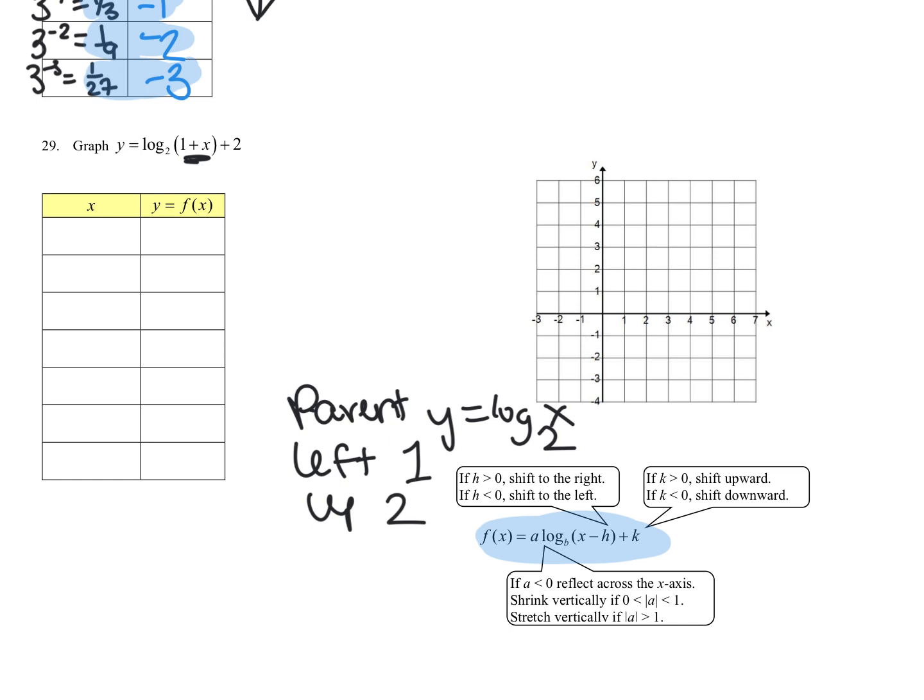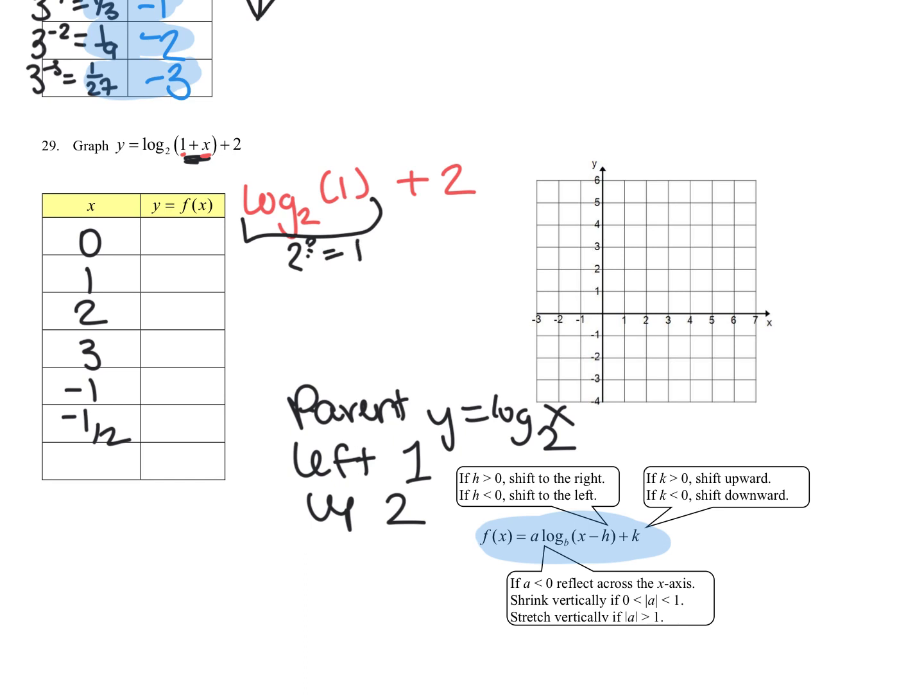right? So let's go ahead and plug in some values for x to see what happens. I'm going to start with 0. When I plug in 0 here, I get something that looks like this, right? Because 0 plus 1 is 1. So 2 raised to what power is equal to 1? Well, that would be 0. And 0 plus 2 is equal to 2. So at 0, 2, I would have an ordered pair.